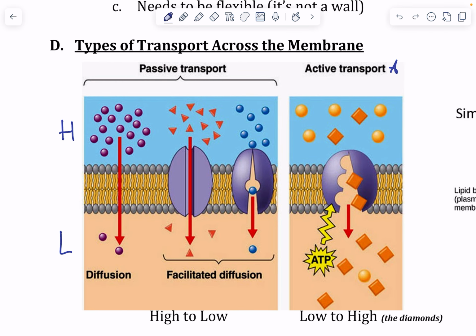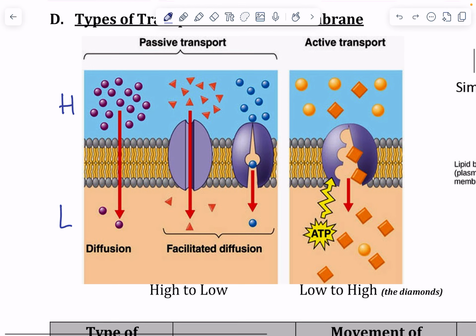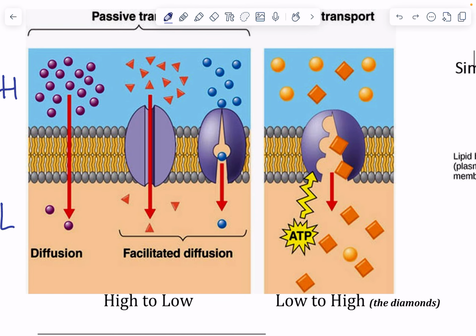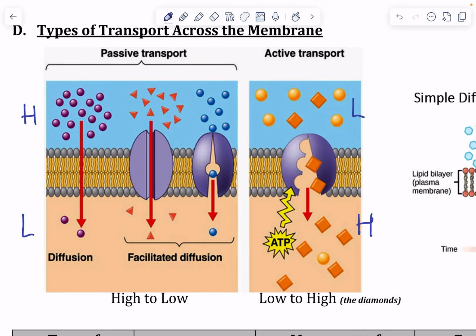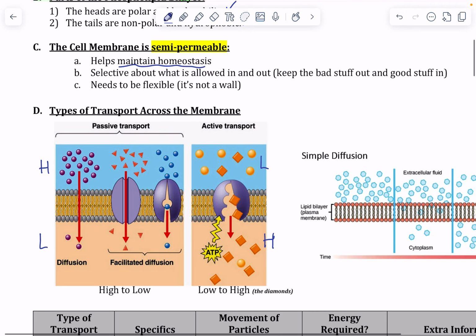The next type is active transport. Active transport is when you have particles moving from low concentration to high concentration. So we see the diamonds here, and that is the particle we're watching. As we notice, the particles are moving from low to high, so we need to use ATP energy to power this pump. We call it an ATP protein pump.